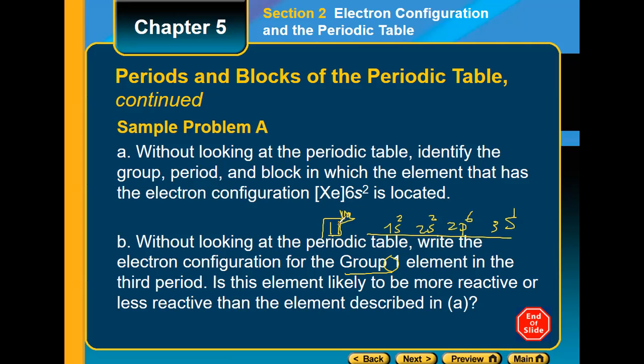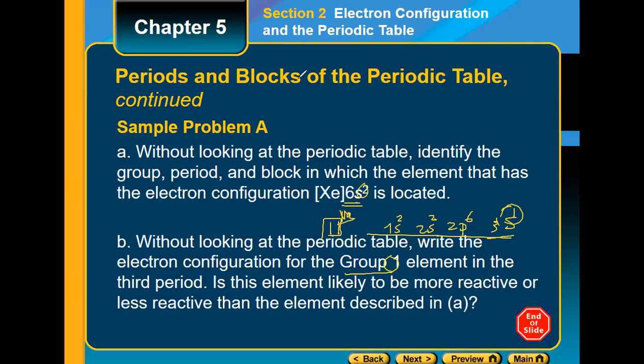So he asked you, what do you predict? Is this element going to be more reactive or less reactive than the element described in A? Well, as we know, elements in group 1 are more reactive than elements in group 2. As we located that one in group 2, and this one is in group 1, this one is supposed to be more reactive than the element in problem A.